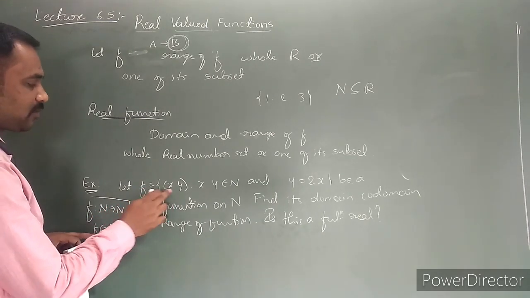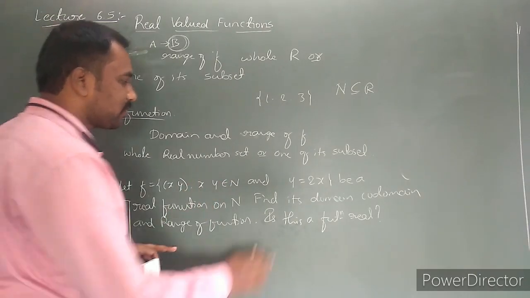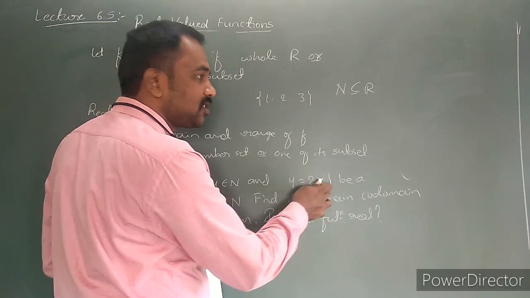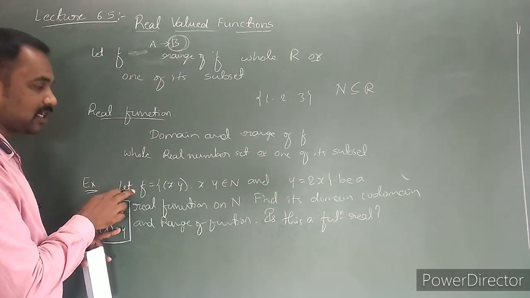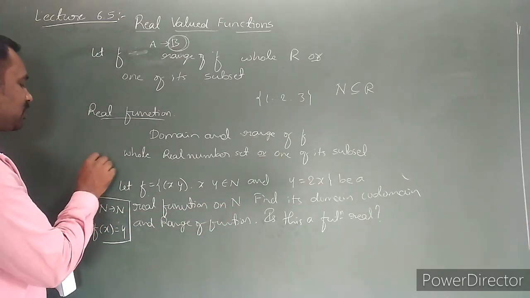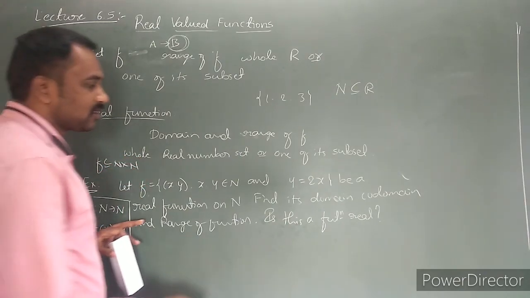f is equal to {(x, y)}. How are x and y related? Both x and y are natural numbers. Apart from that, y is equal to 2x. Be a real function. This is a real function. The function is given only on the set of natural numbers. That means it is a subset of the Cartesian product N cross N.